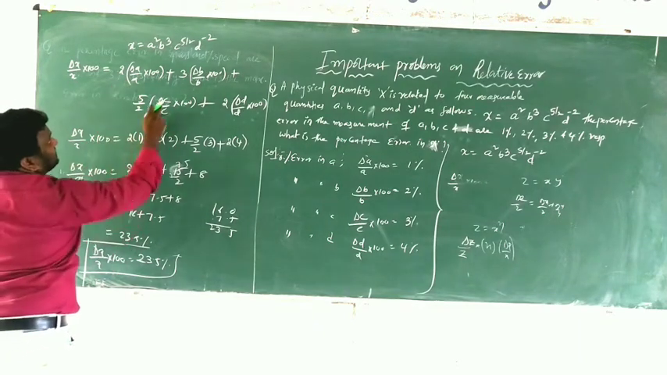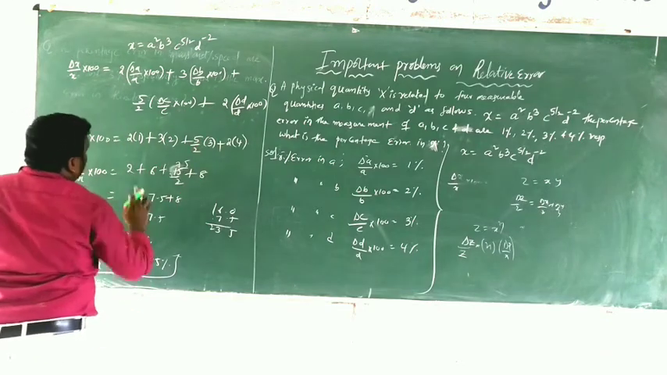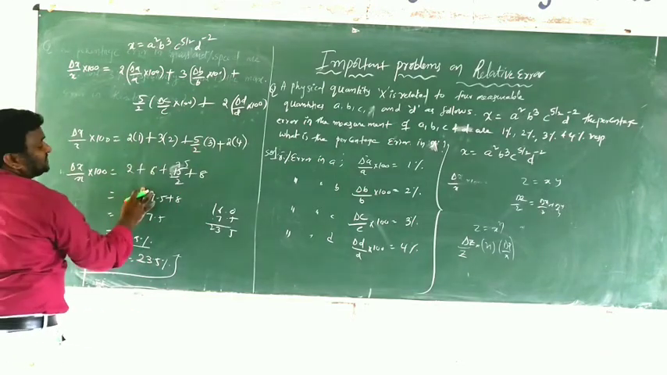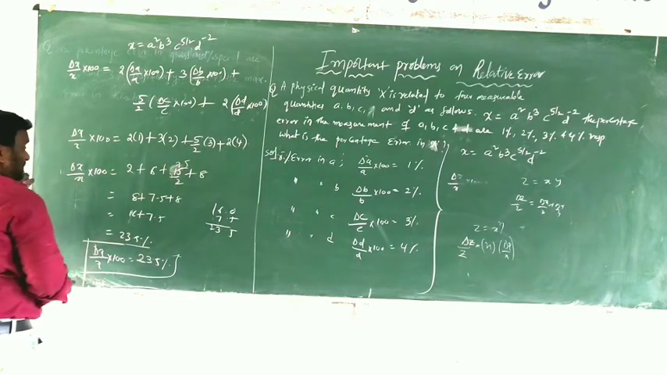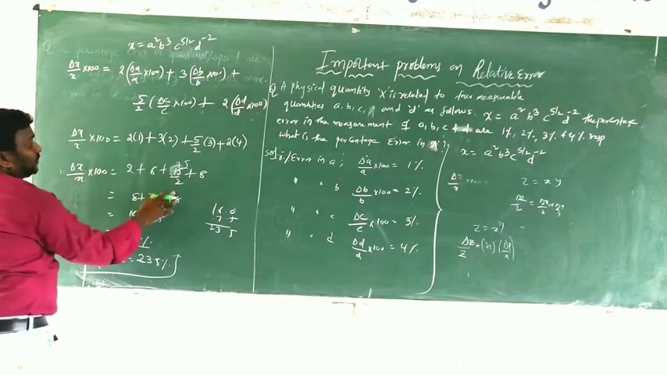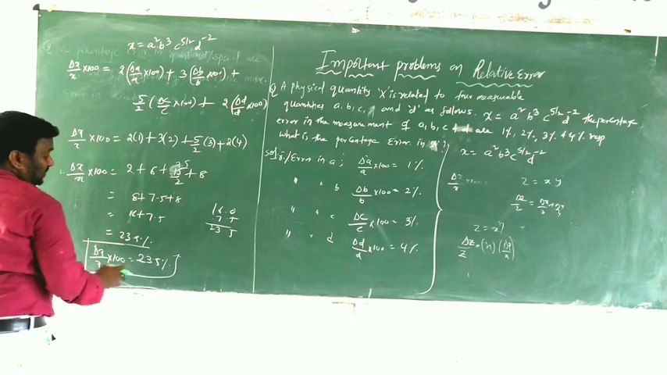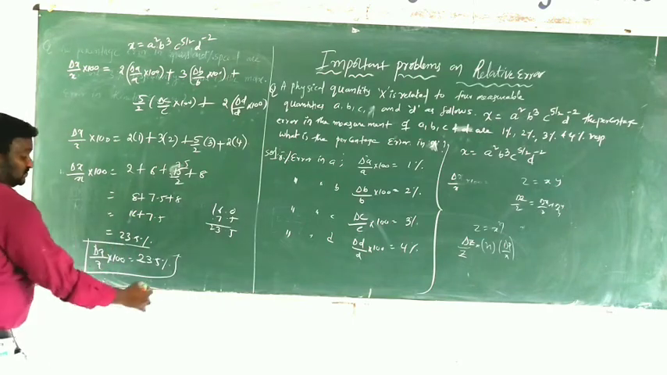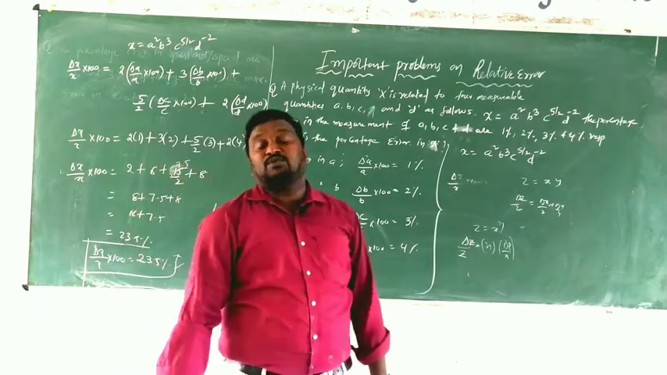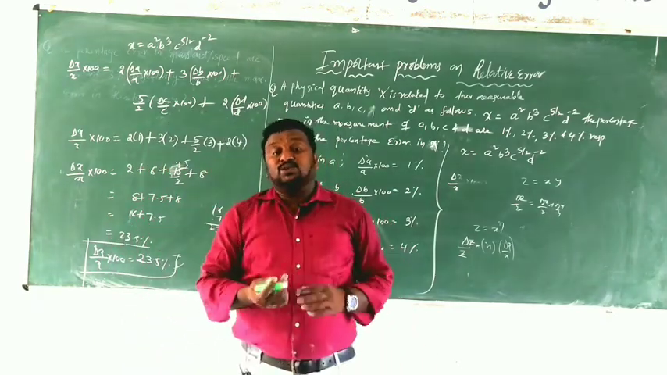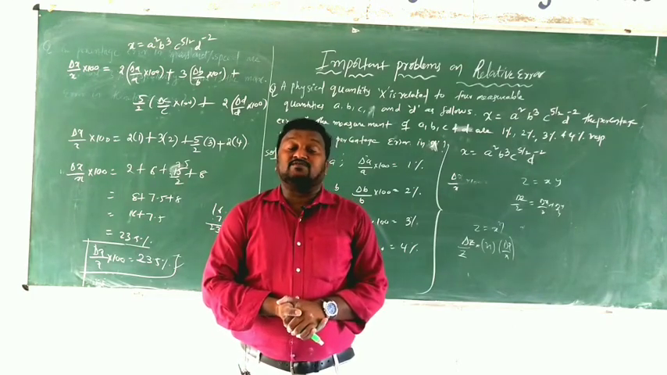2 into 1 plus 3 into 2 plus 5 by 2 into 3 plus 2 into 4. 2 into 1 means 2, 3 into 2 is 6, 5 into 3 is 15 by 2, which is 7.5, plus 2 into 4 is 8. So 2 plus 6 plus 8 is 16, plus 7.5 is 23.5. So this is the answer for the percent of error in the value of x. In this way you will find the percent of errors by using the relative error formulas.